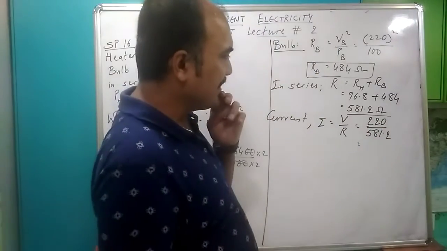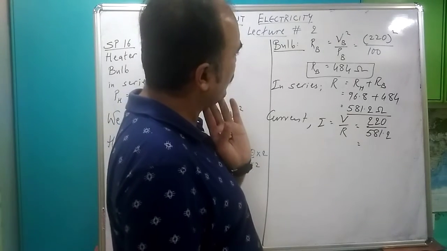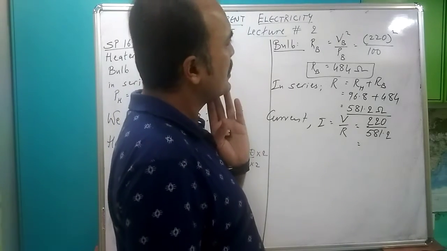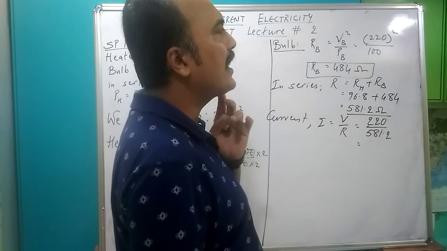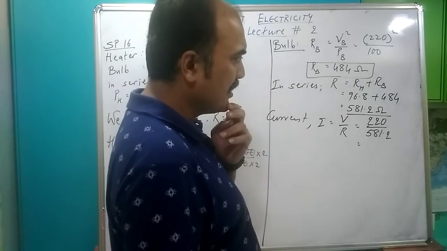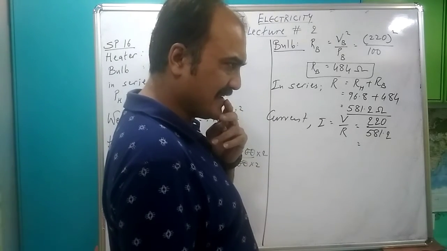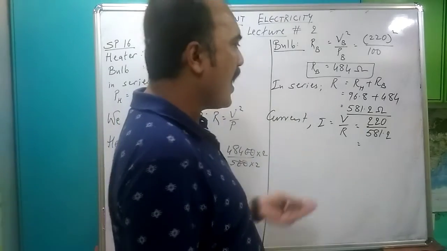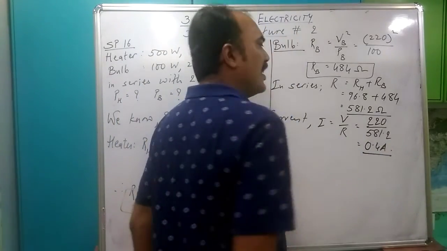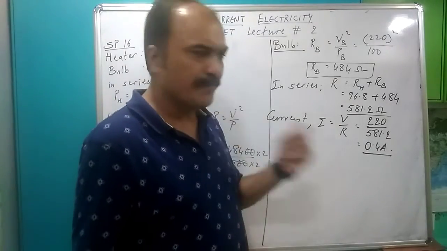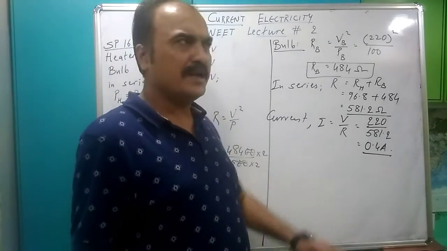Now if I consider 581.2 and this is 220, suppose I have the 600 and 22 by 6, 6 fours are 24, around 0.4, nearly 0.4. I can just take an approximation. This would be 0.4 nearly.